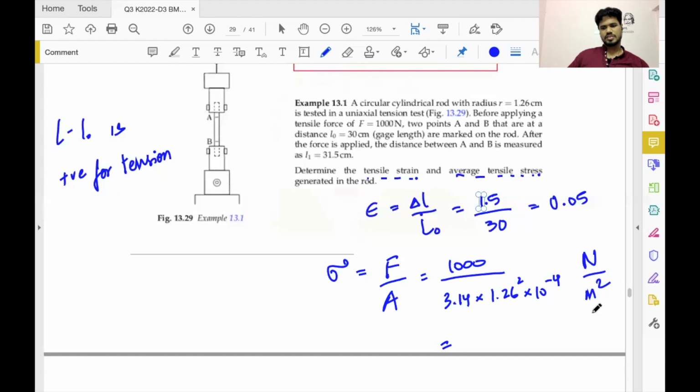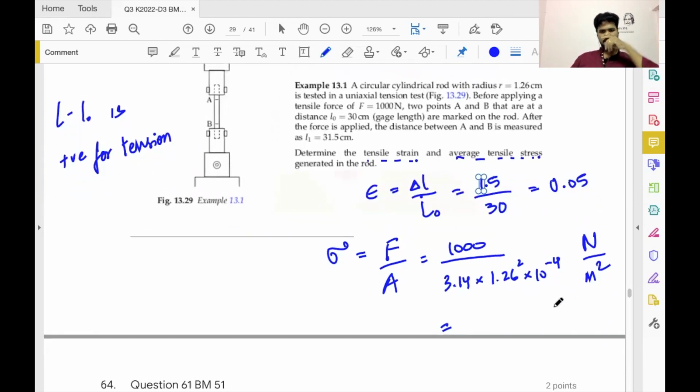Okay. So what is this number over here? To MPa, I suppose, yeah, okay, fine. So we get 2 into 10 power 6 newtons per meter square. That is 2 into 10 power 6 pascals. Okay, that is 2 megapascals.